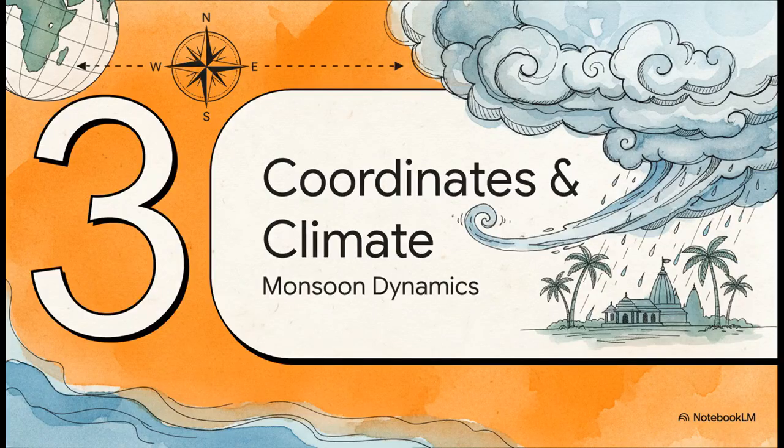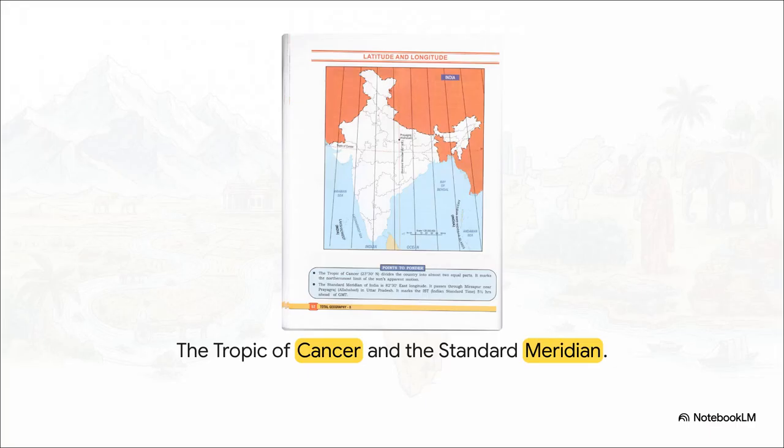On to Section 3, Coordinates and Monsoon Climate. Let's see how India's exact spot on the globe drives its powerful weather patterns. Right across the middle, the Tropic of Cancer slices the country almost perfectly in half. And this isn't just an arbitrary line drawn on a map. It actually marks the northernmost limit of the sun's apparent motion, which creates a huge climatic divide between the northern and southern halves of the nation.